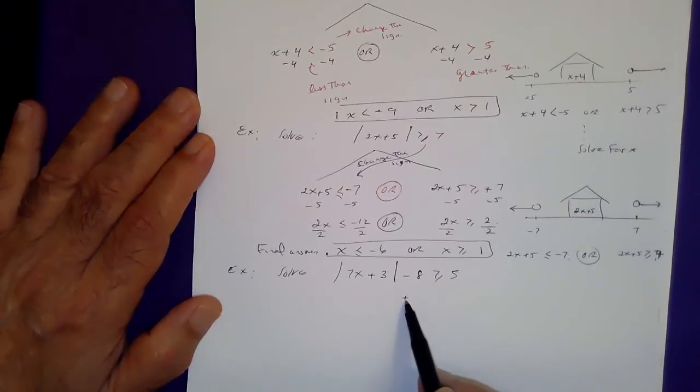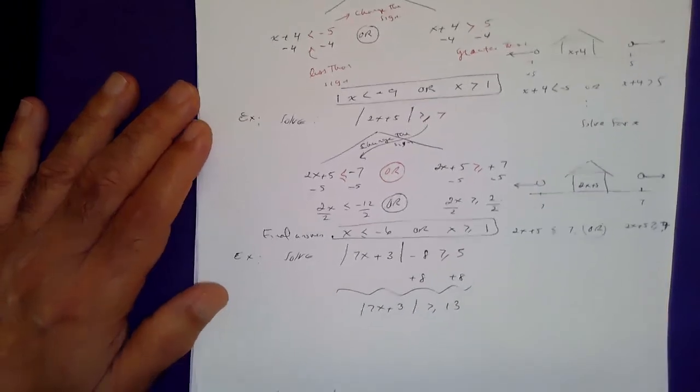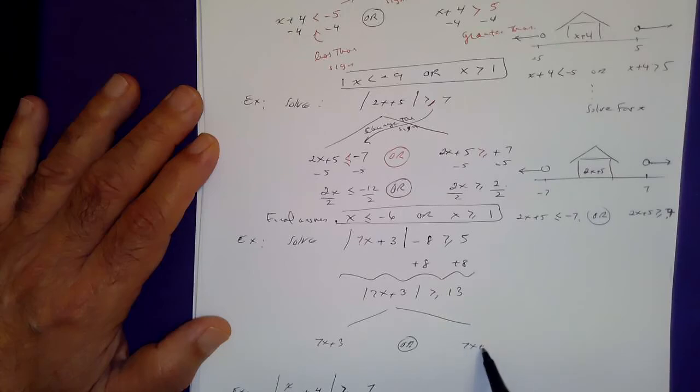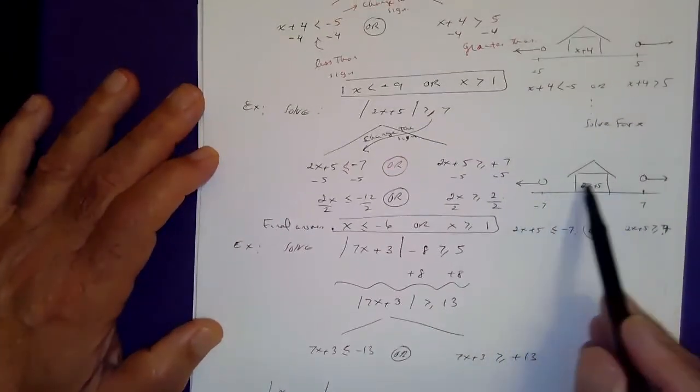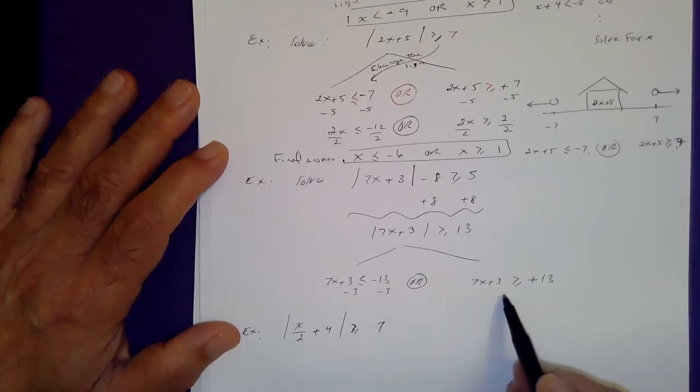In this case, the first thing you do is add 8. So you get absolute value of 7x plus 3 greater than or equal to 13. Split this into two cases, 7x plus 3. Don't forget the word or between. Now either this is less than or equal to -13 or greater than or equal to +13. Remember, because of this. So now isolate x by subtracting 3 from each side.